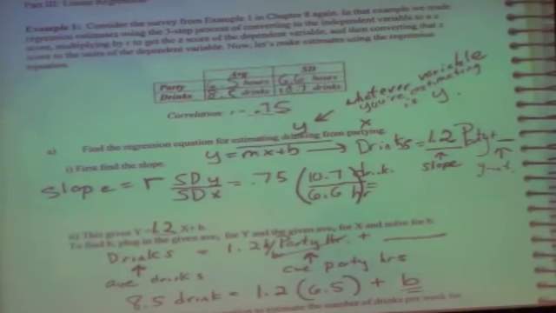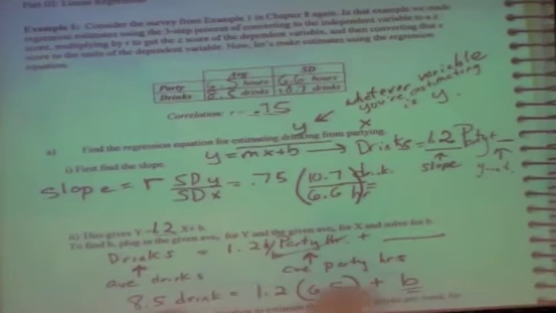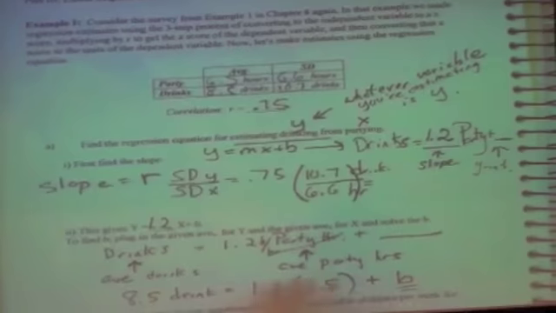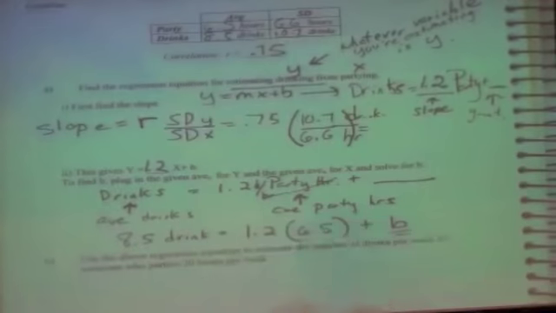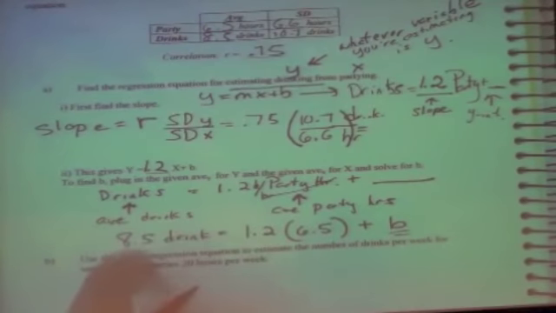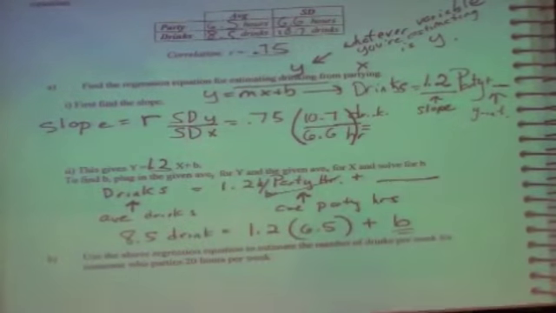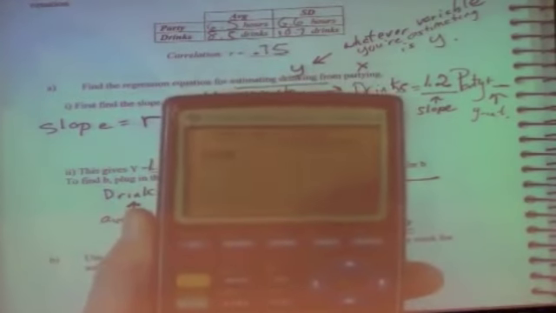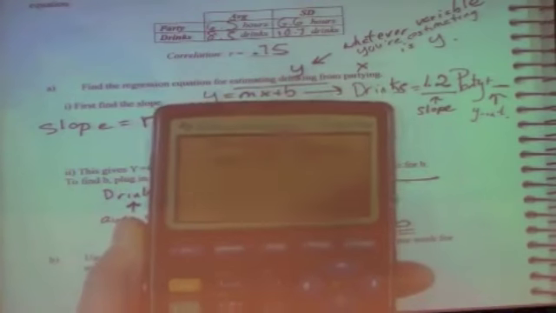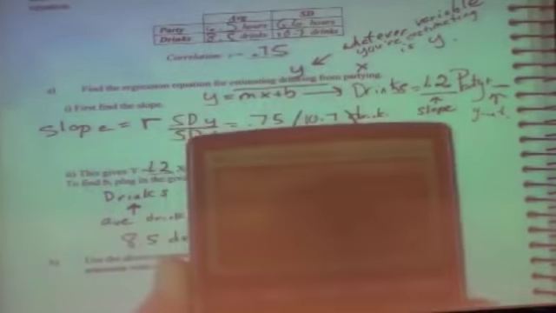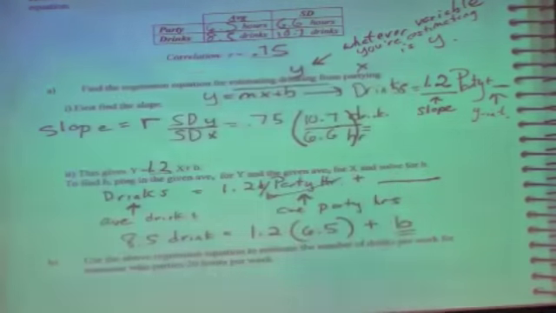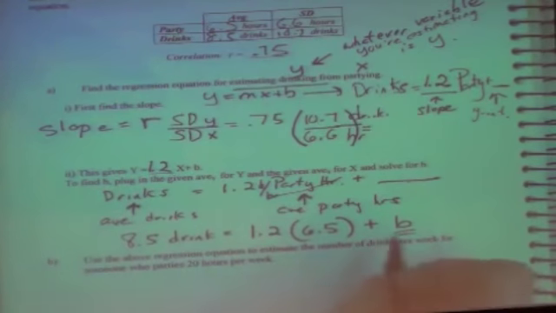So I don't have an extra line, so I'll just say, I'll subtract. So what is b? Should we subtract this from both sides? Okay, I'll do that. So I'll say 8.5, to get b, clear. I'll just say 8.5 minus what? 1.2 times 6.5. And I get 0.7. So that's my answer. So b is equal to 0.7.